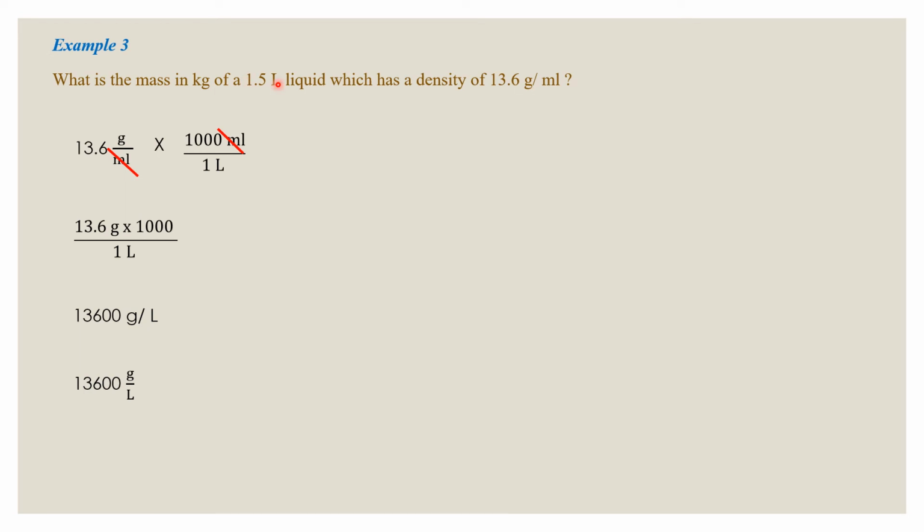Now, when we multiply 13,600 grams per liter by 1.5 liter, so this 1.5 liter will be our numerator. When we multiply that way, the liter can cancel out. So 13,600 grams multiplied by 1.5 and we get 20,400 grams. Now this 20,400 grams will now be converted into kilograms.